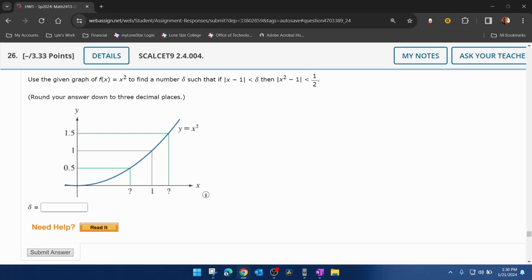Question 26 from our Calculus 1, homework number 1 in WebAssign. They want us to use the graph given of f of x equals x squared to find a number delta such that if the absolute value of x minus 1 is less than delta, then the absolute value of our function minus the limit stays less than a half. So in this case, our epsilon, our distance away from our limit, is given to be 0.5.